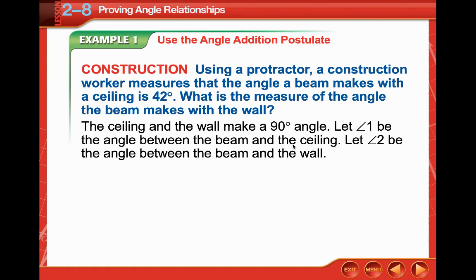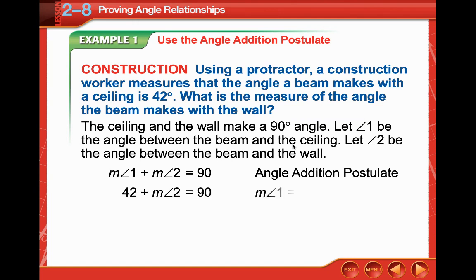So essentially, as you know, when a wall hits a ceiling, it makes a 90-degree angle. The beam is making a 42-degree angle. That's angle 1, and angle 2 is the angle between the beam and the wall. So as you could probably guess, 42 plus whatever the beam makes with the wall, when you add them together, they're going to equal 90. As I said, angle 1 plus angle 2 is going to equal 90.